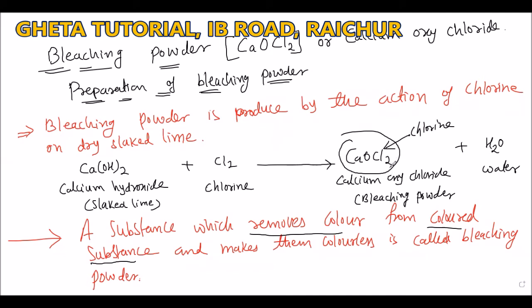So this is also used for disinfecting drinking water. And one more use is this: calcium oxychloride, having oxygen, is a good oxidizing agent. Bleaching powder is a good oxidizing agent. What is meant by oxidizing agent? It gives oxygen to the other substance. Why? Because it has the oxygen. So bleaching powder is used as an oxidizing agent.